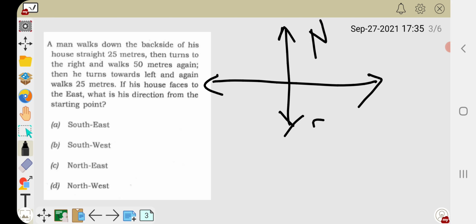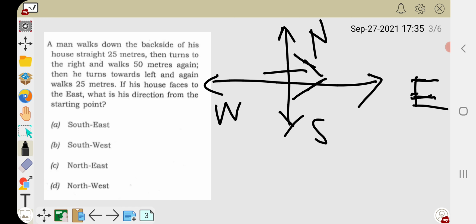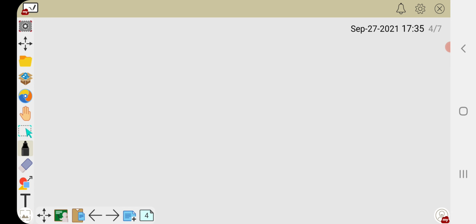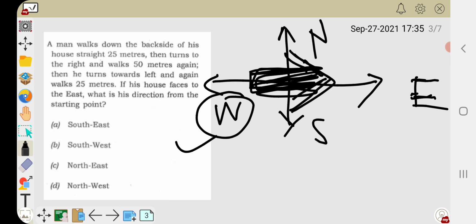So here is north, south, east and west. His house faces east, means his house is like this. This is his house and it is facing east, means back side of the house will be west direction. Now a man walks down the back side of his house straight 25 meters, means he is walking here straight 25 meters from this back side of the house.